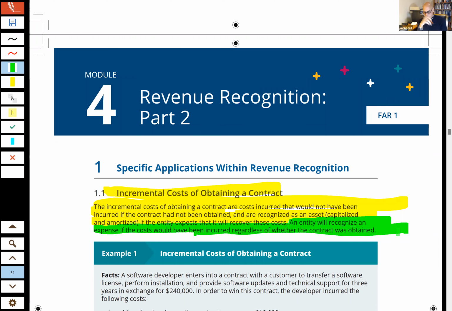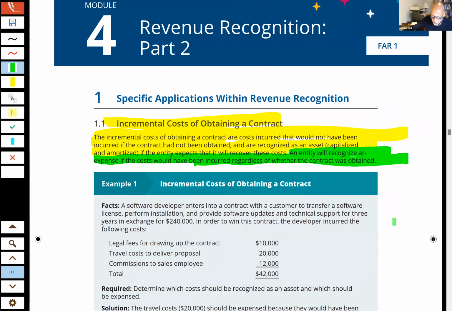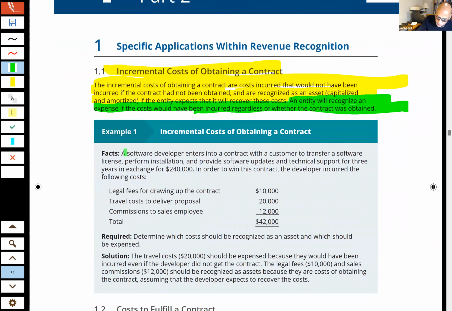In English, what we're saying here is what? If you would have incurred the cost regardless of getting the contract, expense it. If the cost was incurred because you obtained the contract, then treat it as an asset and amortize it. Let's just look at the example and understand what you're talking about here. Go ahead and flashcard those requirements.